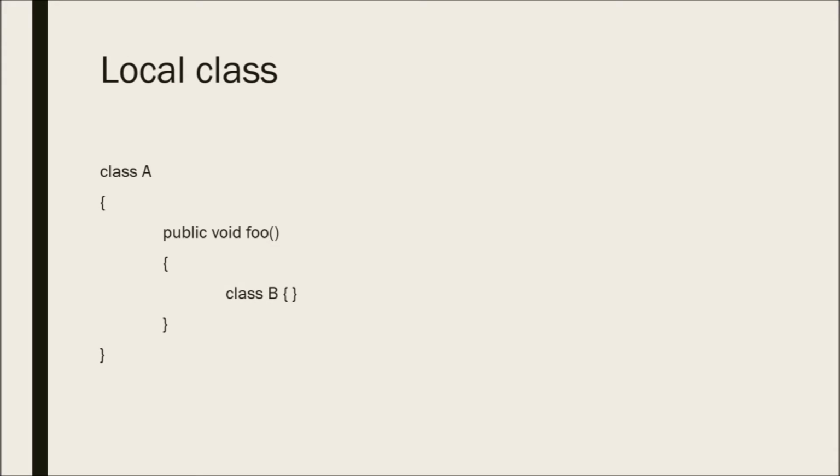The second is the local class. The local class is similar to the inner class. The only difference is that here it is placed inside a function. We have written a function called public void foo, which contains the inner class B. Here it would be called a local class. So the outer class A contains a method foo which holds the class B, that is a local class.